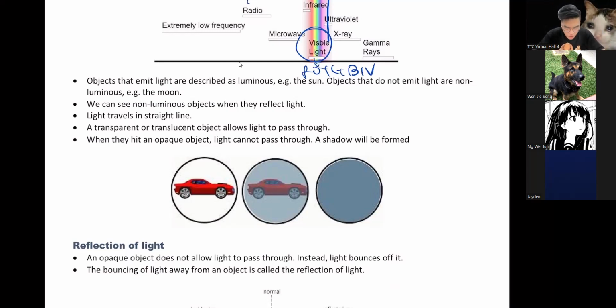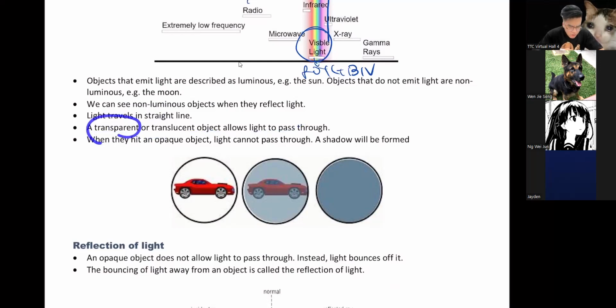So non-luminous object, let's say your table. Your table is non-luminous, but when you switch on the light, they bounce light to your eye. They reflect light to your eye. That thing will be seen by you. So light travels in a straight line. As we know, this is how we make shadows, right? Light can only go straight. They cannot bend. So a transparent or translucent object allows light to pass through.